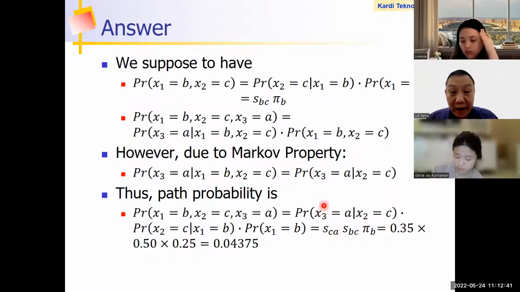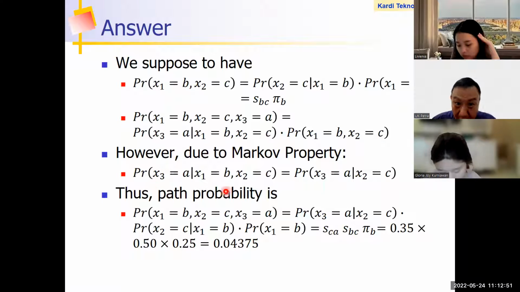So the reason I get this formula is because I make an assumption behind this with the Markov property. Without this assumption, you still need to calculate this very long part.